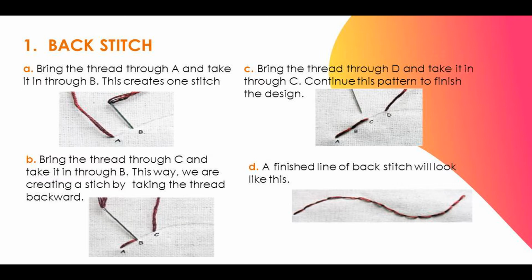This way, we are creating a stitch by taking the thread backward. C. Bring the thread through D and take it in through C. Continue this pattern to finish the design. D. A finished line of backstitch will look like this.